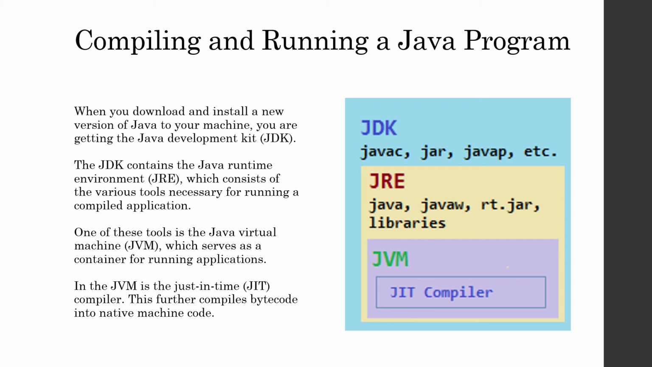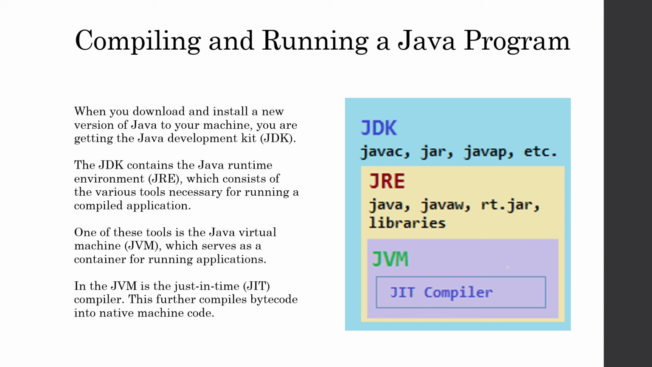And then inside of the JRE, if we go one layer down from there, we have the Java Virtual Machine, or the JVM. This essentially acts as a container for running your application. This JVM is the reason why Java is platform independent, because the way that Java programs actually work is that they don't really run directly on the hardware of your computer. Instead, there's a little virtual machine that is set up, and then the applications run through that.